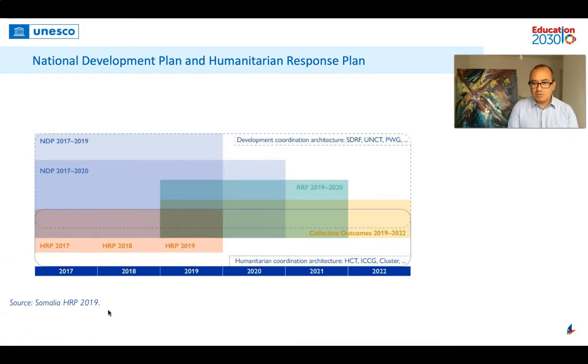Okay, I just want to give you an example here about the case of Somalia and the humanitarian response plans, and how a humanitarian and development coordination architecture was established in Somalia in order to align the elements of the National Development Plan and the elements of the humanitarian response plans. Because this is very important.